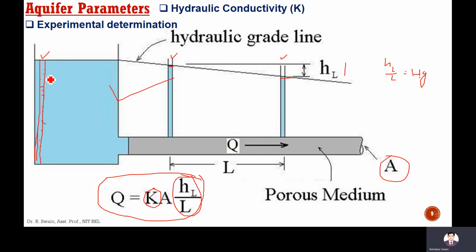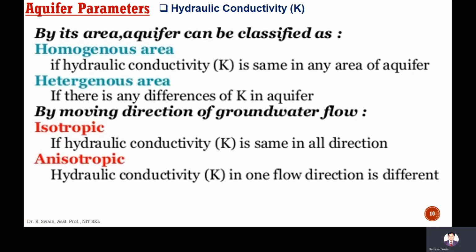That change in depth means how much water is passing to this pipe. The change in depth per unit time into the area of the tank will give you the change in volume per unit time, which is the discharge. So discharge can be determined from this tank, and the area of the pipe is known. If we can determine the hydraulic gradient from here, then K, that is hydraulic conductivity, can be calculated using this formula. So this is the experimental determination of hydraulic conductivity.